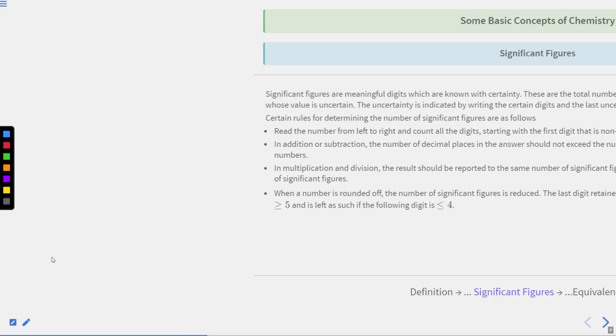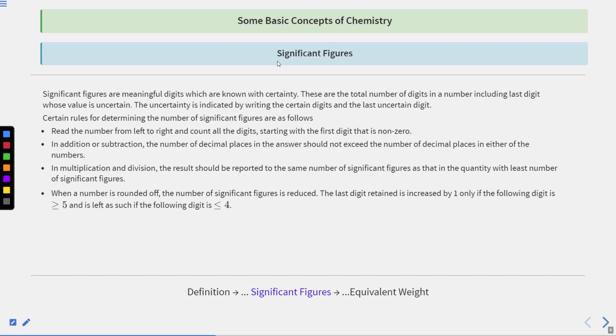Okay, moving on to our next slide, that is significant figures. Significant figures are meaningful digits which are known with certainty. These are the total number of digits in a number, including the last digit, whose value is uncertain. The uncertainty is indicated by writing the certain digits and the last uncertain digit. So, certain rules for determining the number of significant figures are as follows.